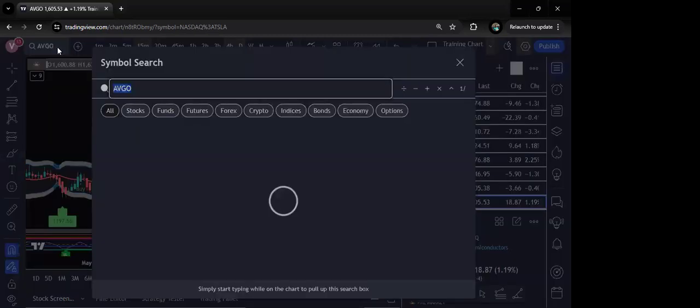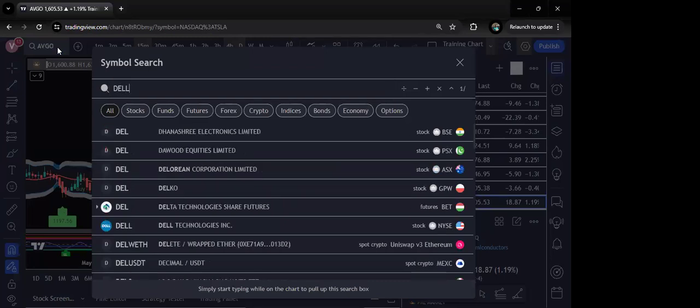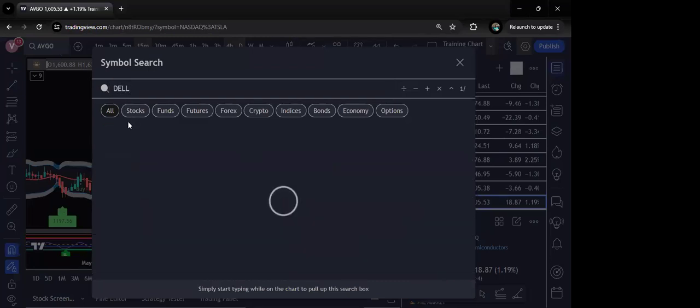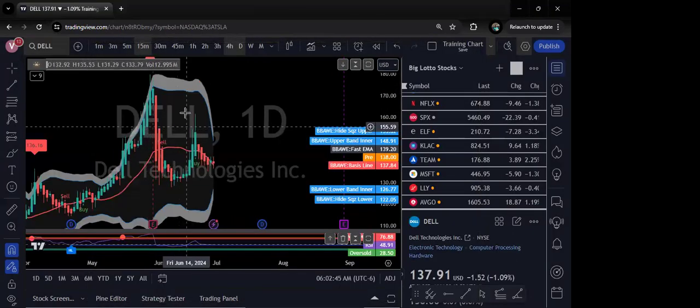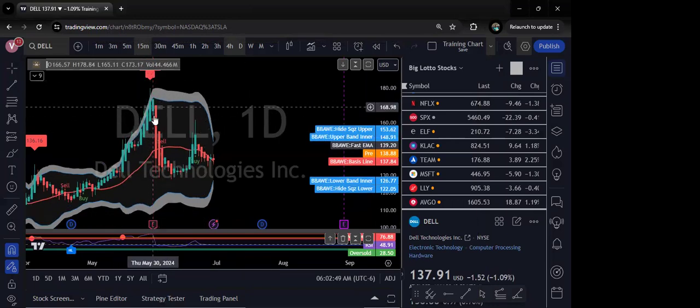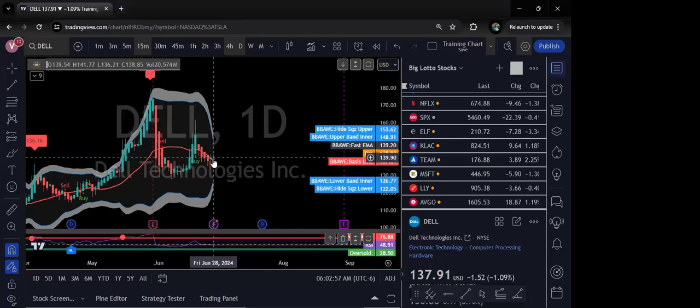You have Dell. Okay. So it had a wide band. This is what you anticipate to happen. It came down, pulled back, rejected the lower band, and then started going back up. So here we can go back up to 153 or go down to 122. So either direction is going to be a good move.